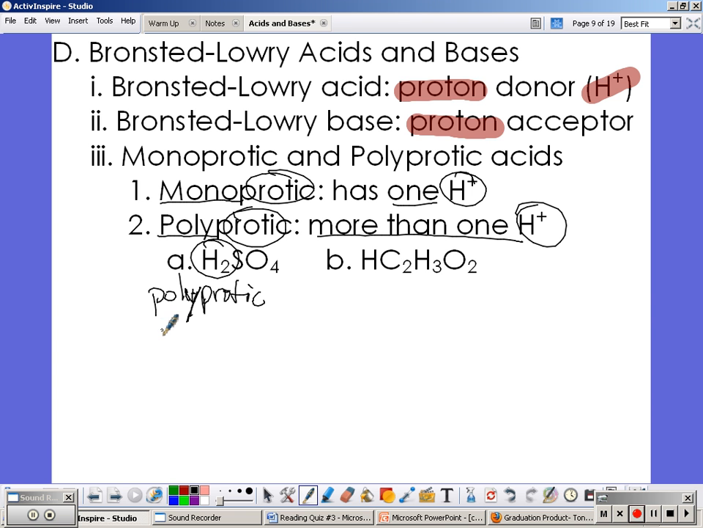In fact, we can be more specific and say that it is diprotic because it has two hydrogens. Acetic acid, or HC2H3O2. Now, even though we have 4 hydrogens total, it's only the hydrogens in front of the compound that are acidic hydrogens. Only the hydrogens in front can be donated. So acetic acid is monoprotic because it only has one hydrogen in front.